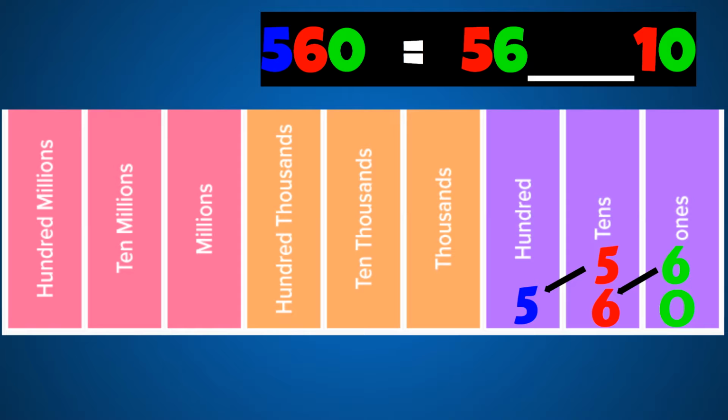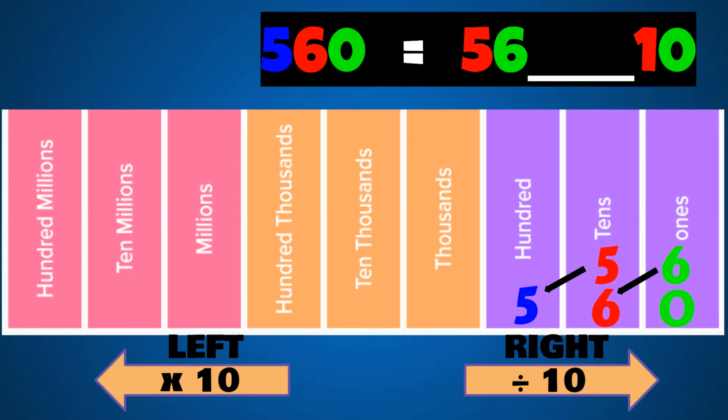And remember again, if the arrow and the number that you're moving is going to the left, you're timesing it by 10. And if the arrow is going to the right, you're dividing it by 10. So in order to make the equation true, 560 equals 56 blank 10, because the arrow is going to the left, it is a multiplication equation. So 560 equals 56 times 10. That is a true equation.